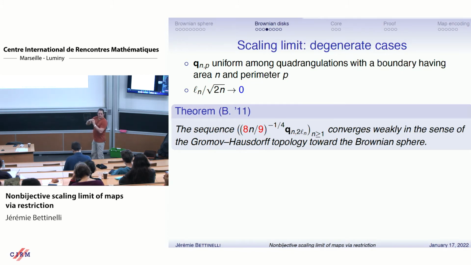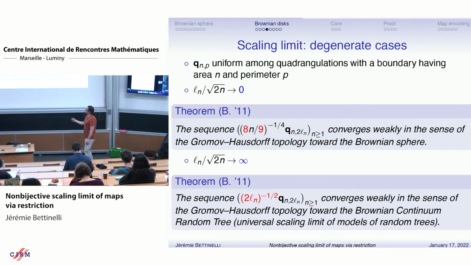The boundary collapses into a point to see the Brownian sphere. And if the boundary is too large with respect to root 2n, then you only see the boundary, so you actually have to rescale your space a bit more. So instead of rescaling by n to the minus 1/4, you rescale by the length of the boundary to the minus 1/2, and you have convergence to a tree.